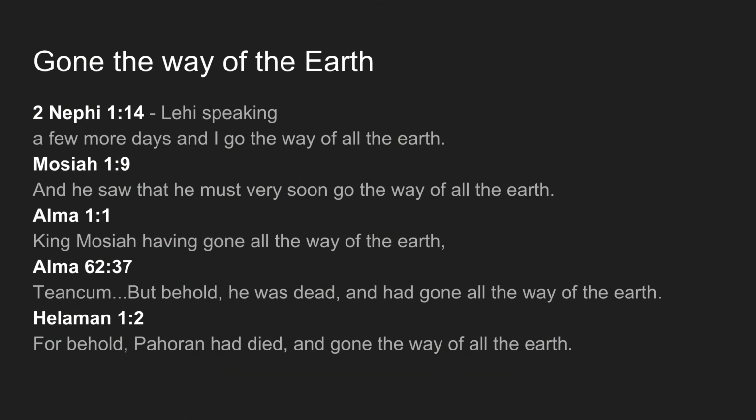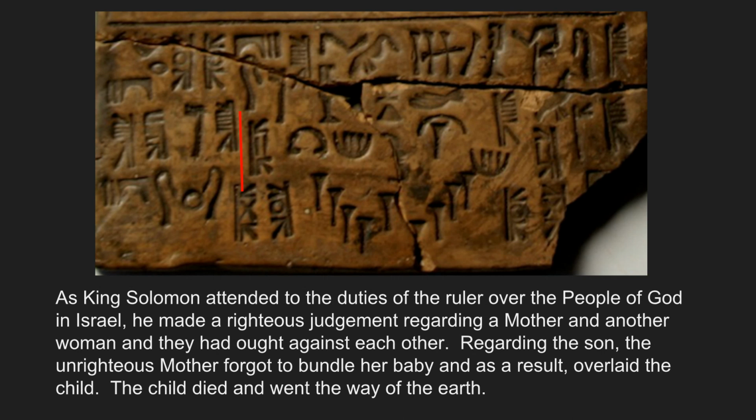Referencing the Book of Mormon, 2 Nephi 1:14, Lehi is speaking, a few more days and I go the way of all the earth. Mosiah 1:9, and he saw that he must very soon go the way of all the earth. King Mosiah, having gone all the way of the earth, Teancum, but behold, he was dead and had gone all the way of the earth. And lastly, Pahoran had died and gone the way of all the earth. I don't think there's any question as to why earth is used in this context.